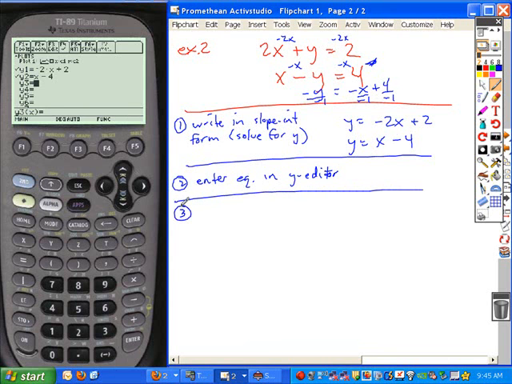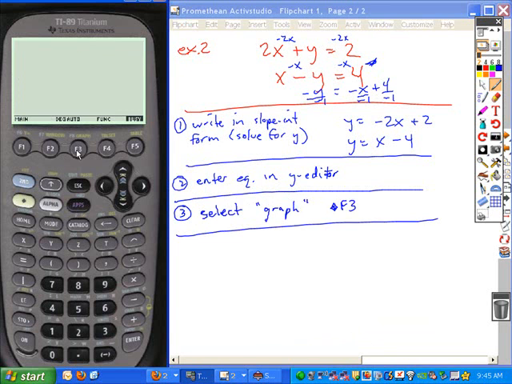Next step is to do what? Okay, so we're going to select the graph button, which is the green diamond F3. Okay. So now hit my green diamond. If your graph doesn't appear here, you may need to go back in and look at the window settings, but for the most part, the solutions will stay within the realm of plus or minus 10 for those. Okay, so here's my graphs.